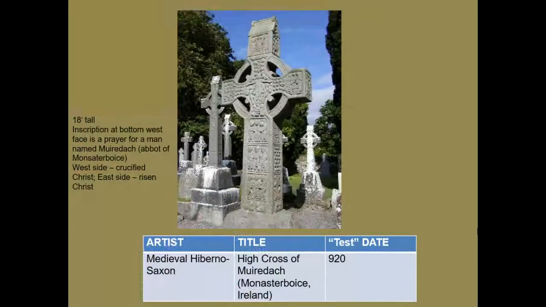Perhaps the most interesting, and the one to really know for the test, is a truly massive piece of sculpture. It's 18 feet in height. This is the High Cross of Muiredach from Monasterboice in Ireland. And so it is a multi-purpose object. It is reminding us that this is the exterior territory of a church.